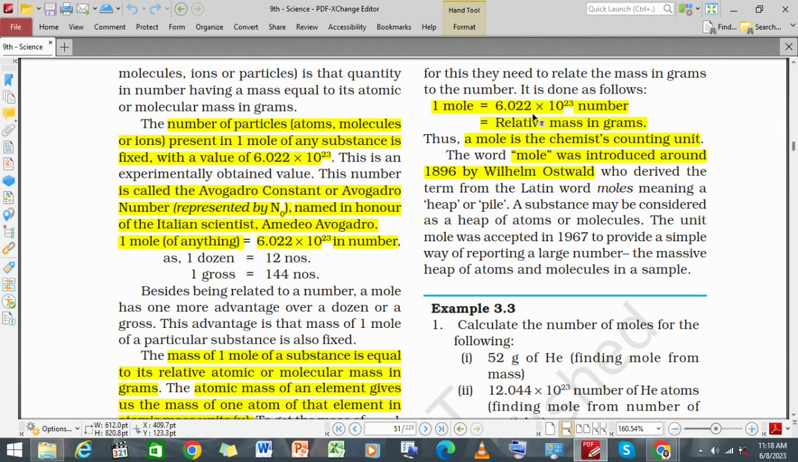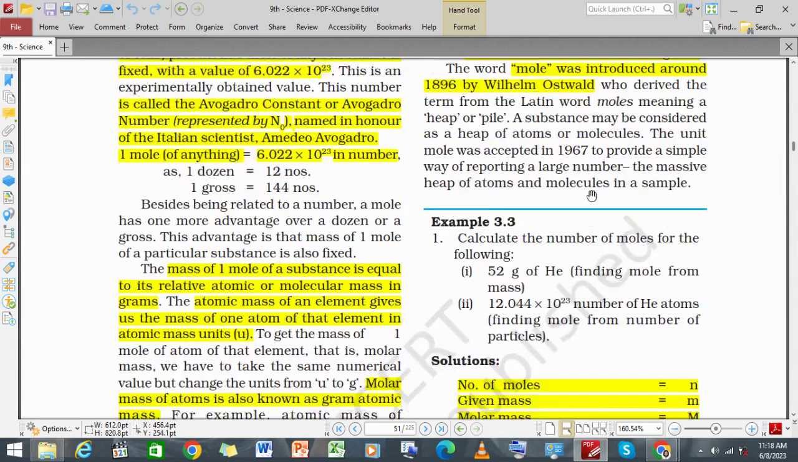Now, 1 mole is equal to 6.022 into 10 to the power 23 number, and relatively mass in grams. A mole is the chemist's counting number, just like we count rupees, 10 rupees, 20 rupees. Similarly, a chemist counts in Avogadro number, that is 1 mole. How many moles? This is how he counts. And the mole was introduced in 1896 by Wilhelm Ostwald.